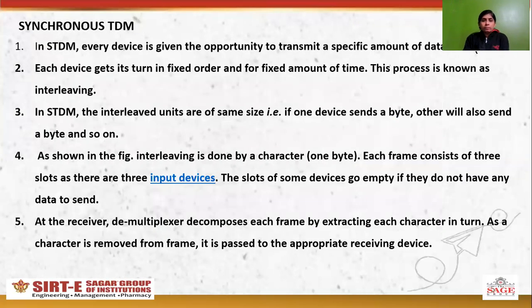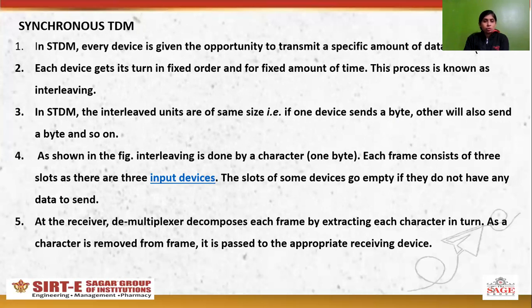Here, every device is given the opportunity to transmit a specific amount of digital data over the single channel. Each device gets its turn in fixed order and for a fixed amount of time, and this process is known as interleaving. The interleaved units are of the same size. If one device sends a byte, the others will also send a byte, and so on. As shown in the figure, interleaving is done by character, meaning one byte. One byte means 8 bits.